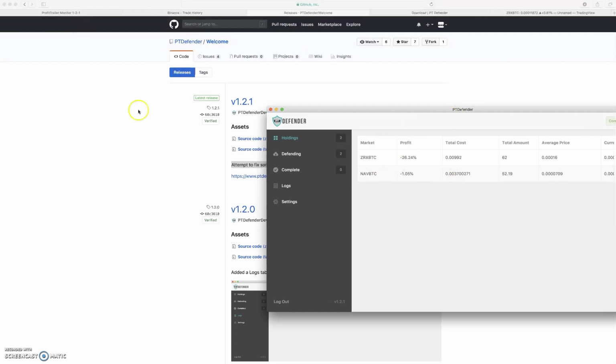So we'll just get into what PTDefender does. How does this thing work? As you can see, this is going to be very important, so follow with me.